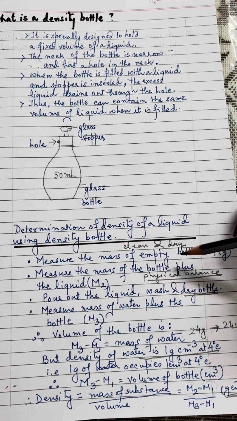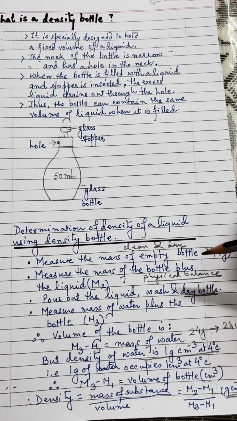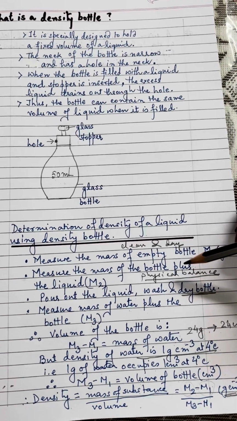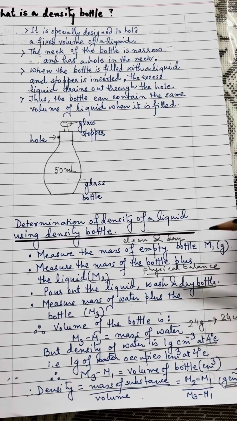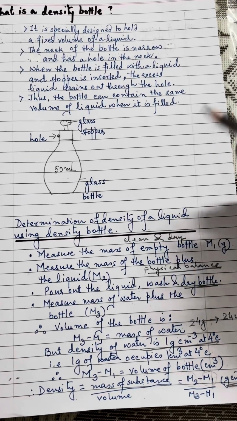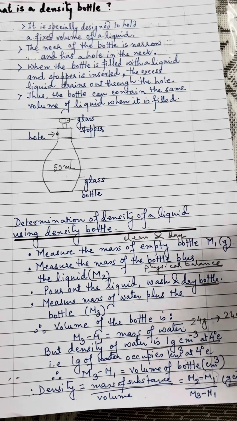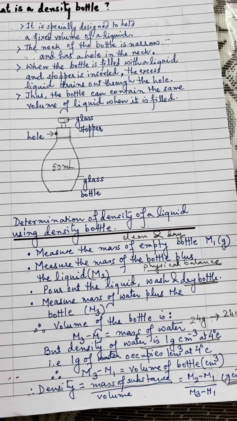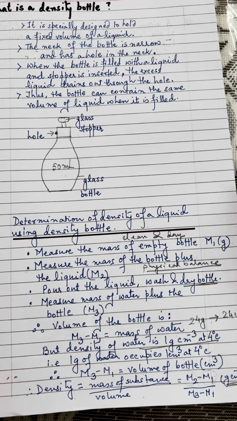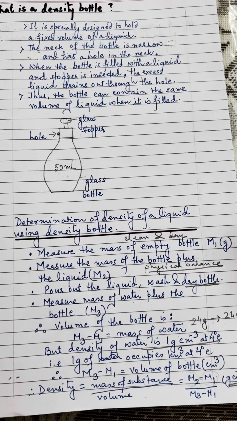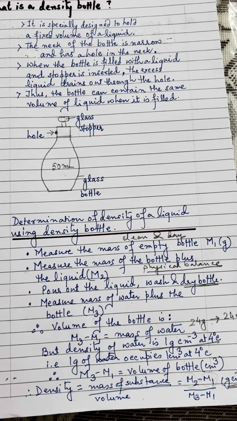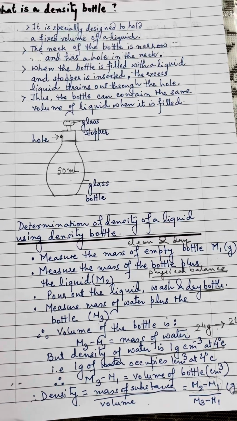Next, measure the mass of the bottle plus the liquid. That means the liquid whose density is to be measured, put it there, fill it up completely and then put the glass stopper, and when the liquid flows out of the hole, wipe the bottle and then measure its mass. That gives you mass m2.